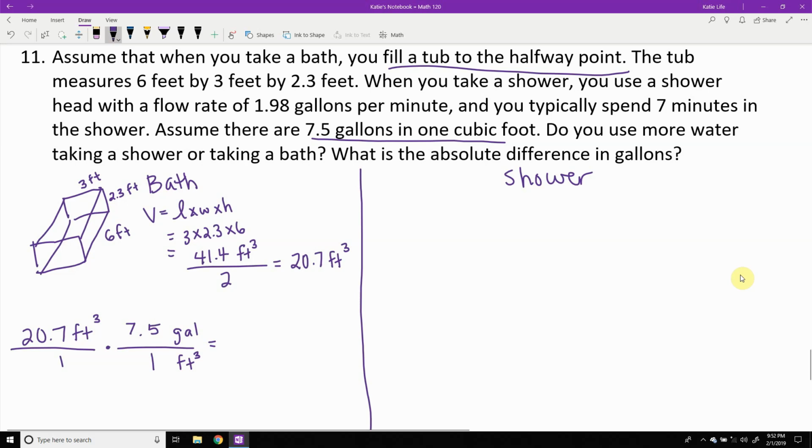So in total, taking a bath, we are using 155.25 gallons.